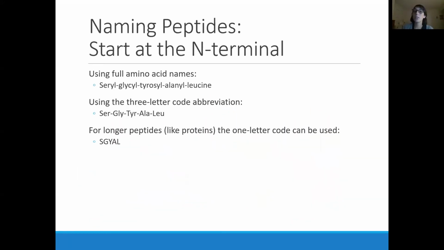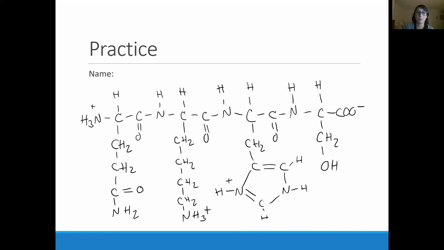And again, you always write this from amino end to the carboxyl end. So let's do another practice. Let's name this particular amino acid. Again, we want to break this down into the amino acid subunits, find the R group, and then write out the letter code for each of these amino acids.